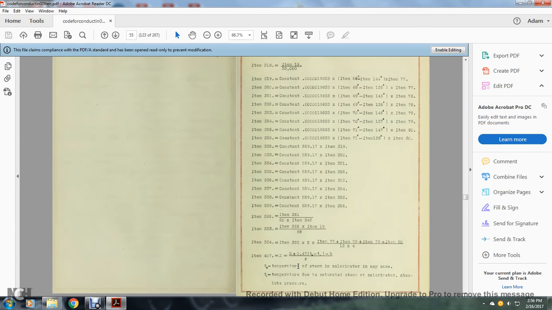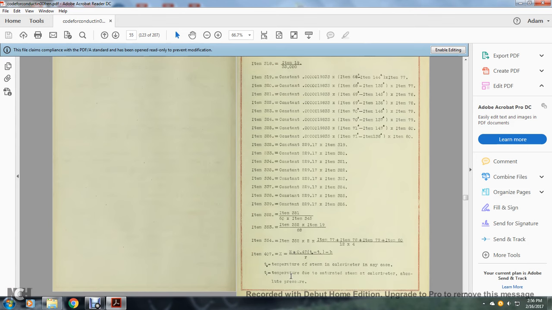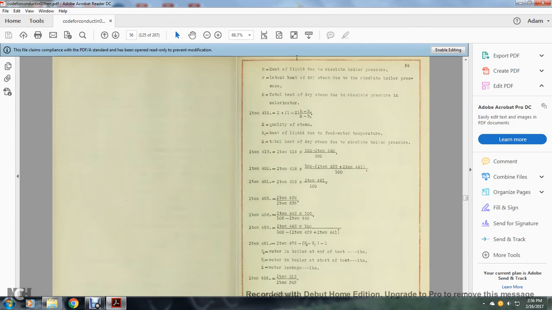T subscript S, the temperature of the steam calorimeter in cases, and T subscript 1, temperature due to saturated steam calorimeter absolute pressure. H is the heat of the liquid due to absolute boiler pressure. R is the latent heat of the dry steam due to the absolute boiler pressure. H is the total heat of dry steam due to the absolute pressure of the calorimeter. X is the quality of steam.